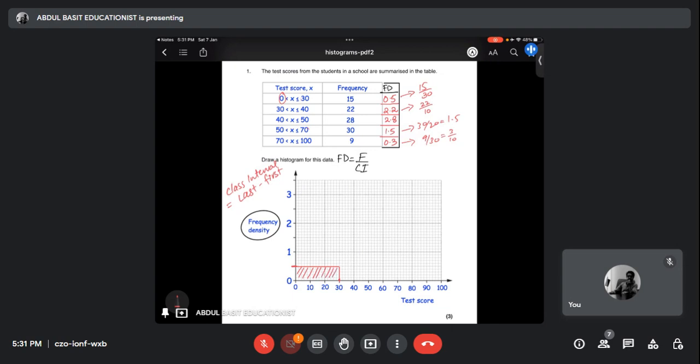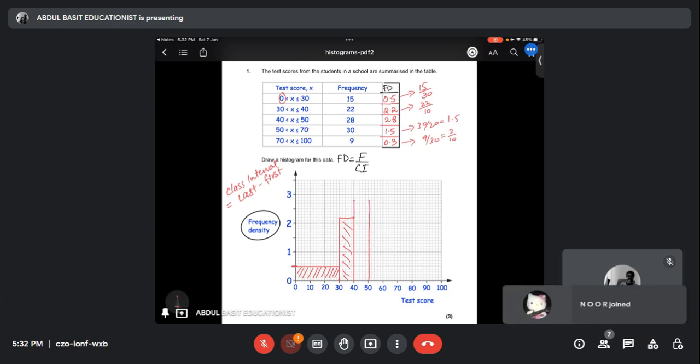Yes. Okay. Noor, the second pillar will start from 30 and end at which point? 40. Very good. So it's 2.2. So 2.2 is right here. So I have to drag a line till 40 and I have to touch this line. So now it's 2.2. Barira, do you understand, my child? Yes, sir. Okay, from 40 to 50, it's 2.8. So 2.8 is this thing. So drag a line.